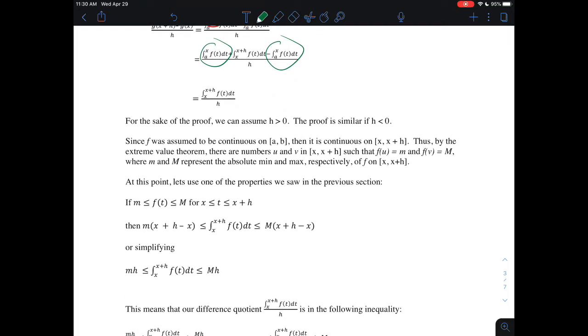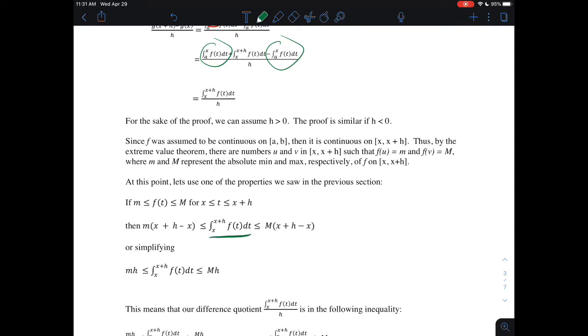If f of t is bounded by two constants, so lowercase m is the minimum, that's less than or equal to f of t, which is less than or equal to capital M, which is the maximum, for values of t that are between x and x plus h, what we saw is that gave a restriction on the integral. This relates to lowercase m times the difference of the limits of integration, so x plus h minus x, that is less than or equal to the integral from x to x plus h of f of t dt. And that is less than or equal to capital M, the maximum, times the difference of the limits of integration, x plus h minus x.